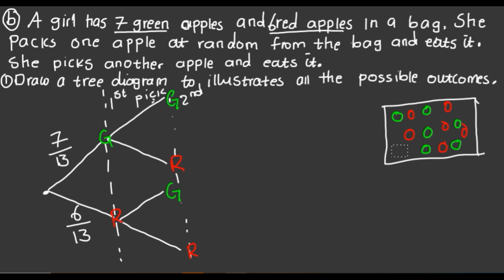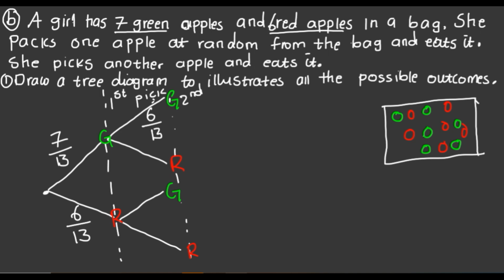If we have removed 1, let's count how many green we have there. We have 1, 2, 3, 4, 5, 6, so we have 6. Here we are going to put 6 over the total. Let's find the total: 1, 2, 3, 4, 5, 6, 7, 8, 9, 10, 11, 12. The concept is that the total must also reduce by 1. The reason I've drawn this is to give you a picture. So it's 6 over 13.